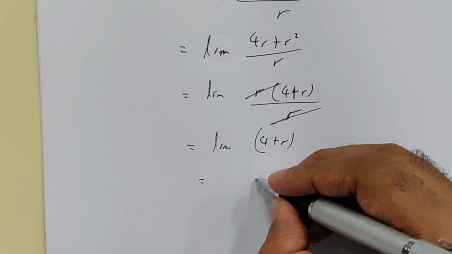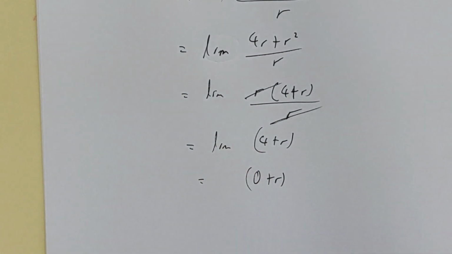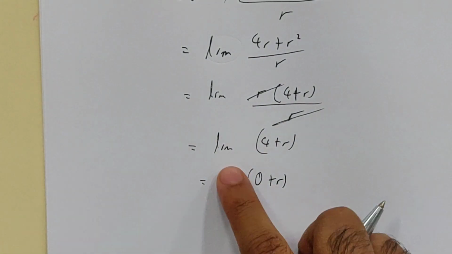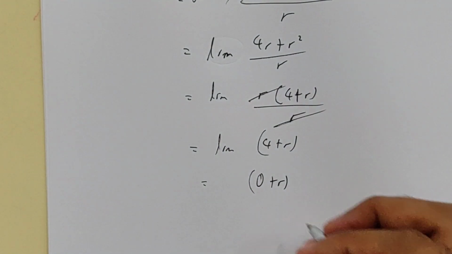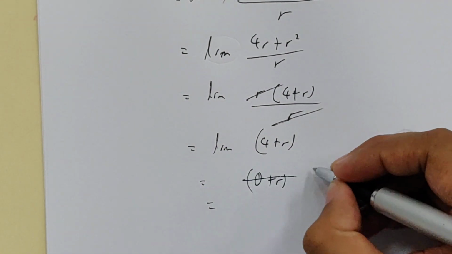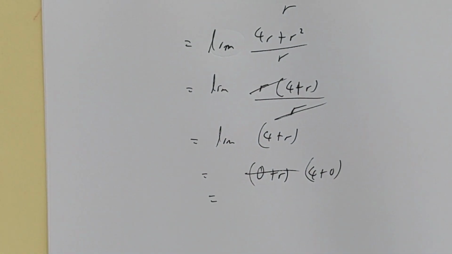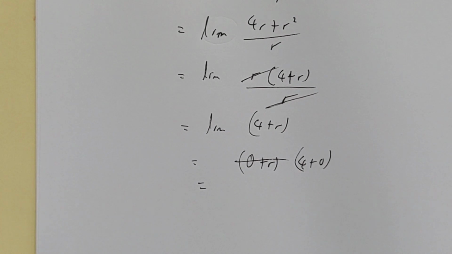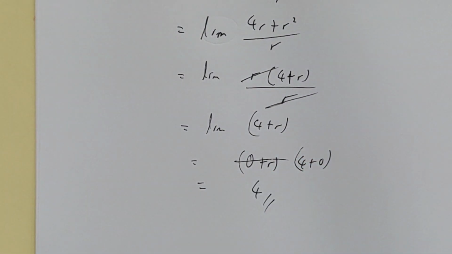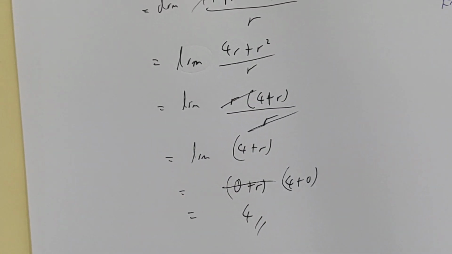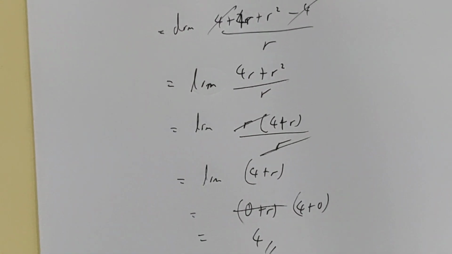Once you substitute, then only the limit is missing. Yes, 4 plus 0. It's a 4 PM class, so forgive me. We got 4. Okay? That's easy? Yay! Life is easy.